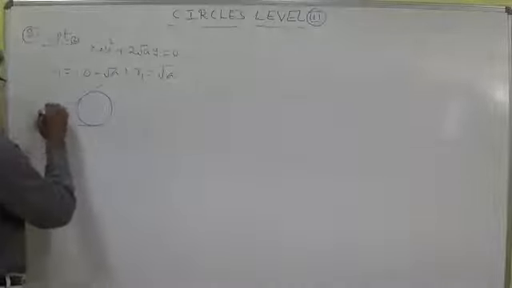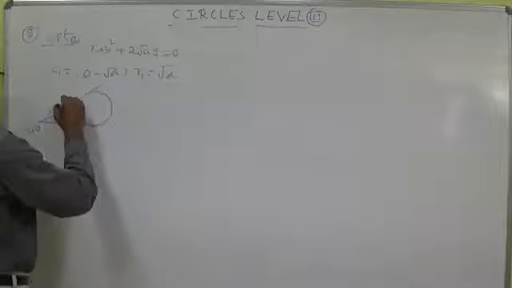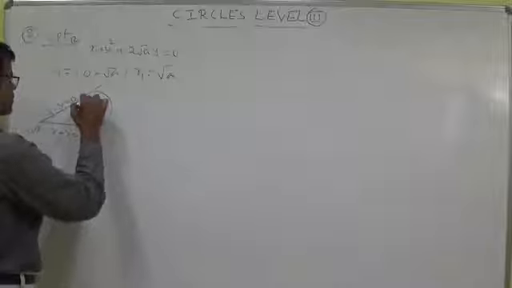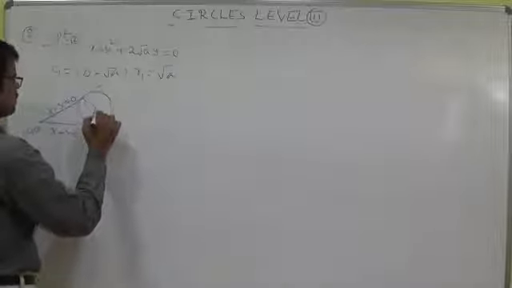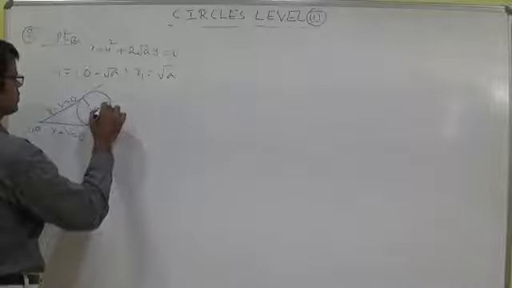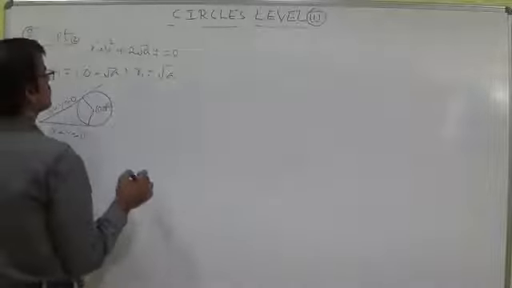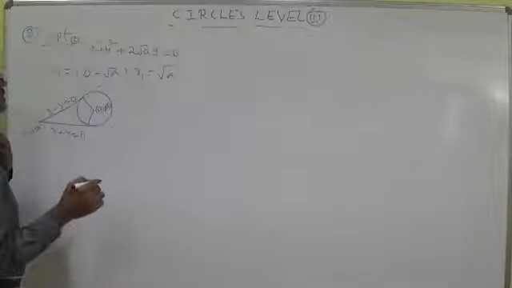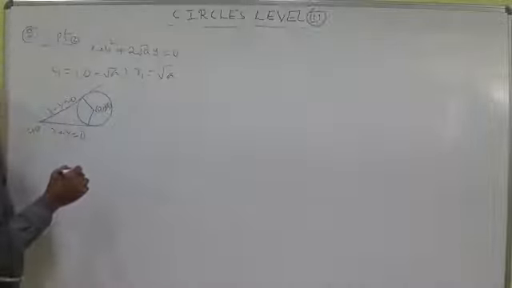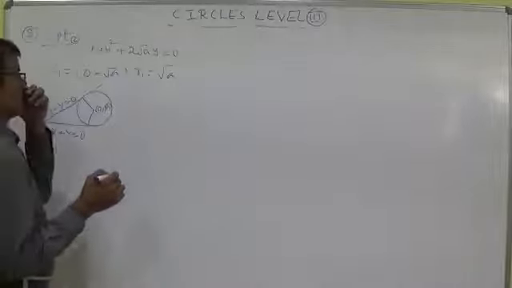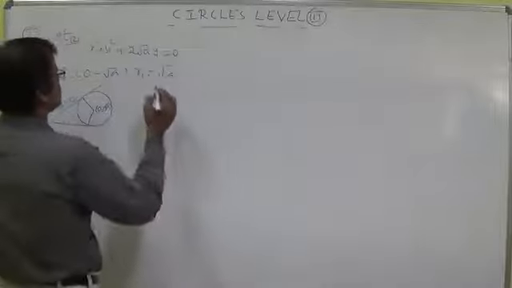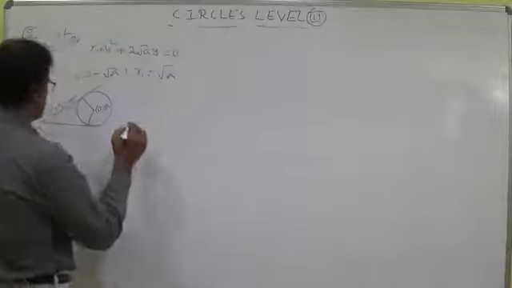This is the line x minus y equal to 0. This is the line x plus y equal to 0. Taking this center as 0 comma minus root a. R1 is equal to root of g square plus f square minus c. There is no c. 0 square plus minus root a whole square. Square and root will get cancelled. So simply root a.